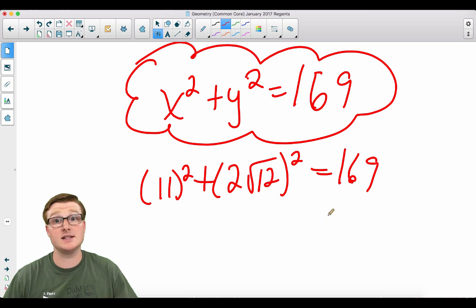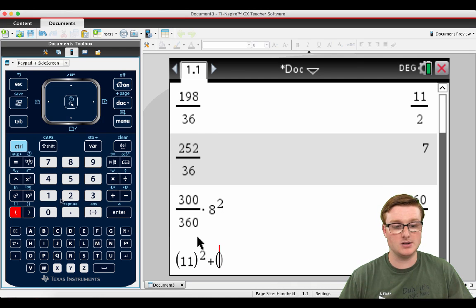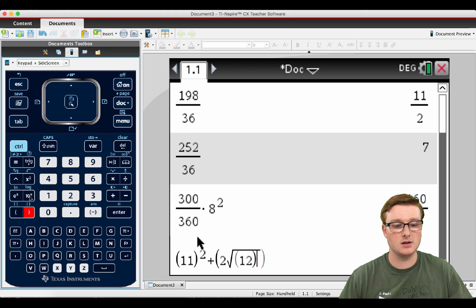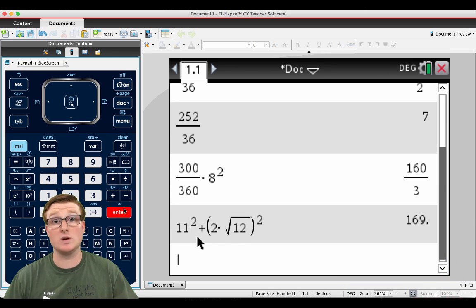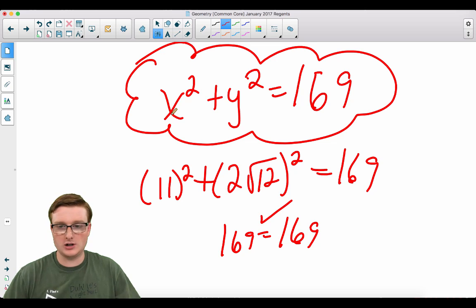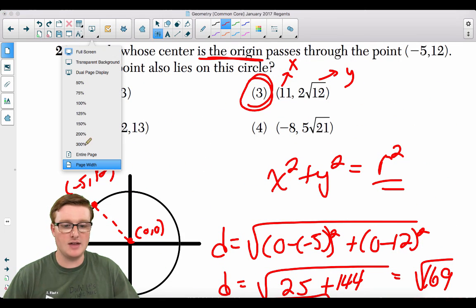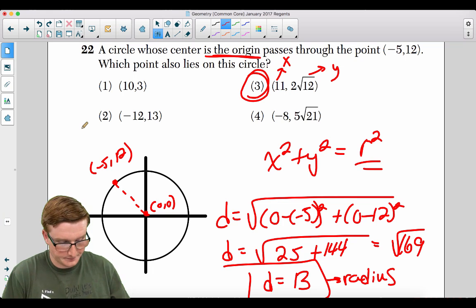Does that equal 169? We'll plug that into your calculator. 11 squared plus 2 radical 12 quantity squared. That equals 169. So therefore it works. 169 is equal to 169. And therefore choice 3 is the answer because that does in fact lie on the circle.